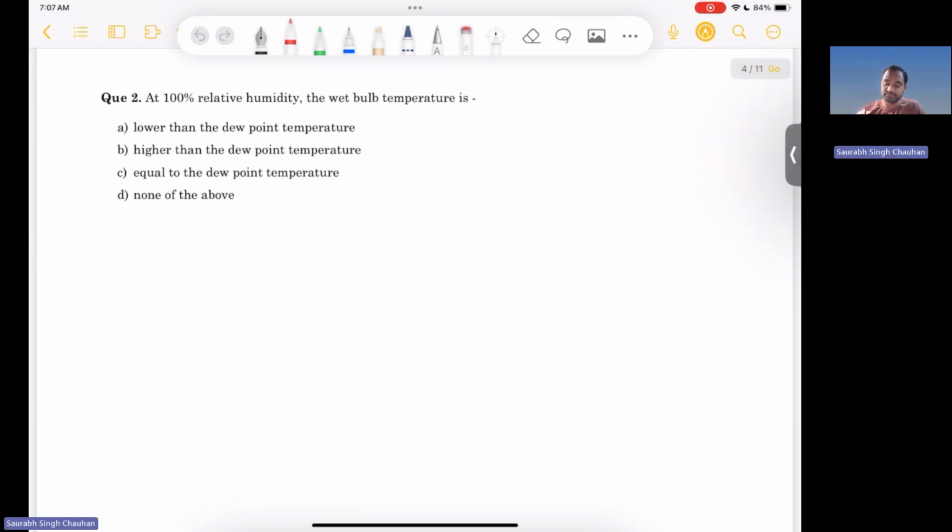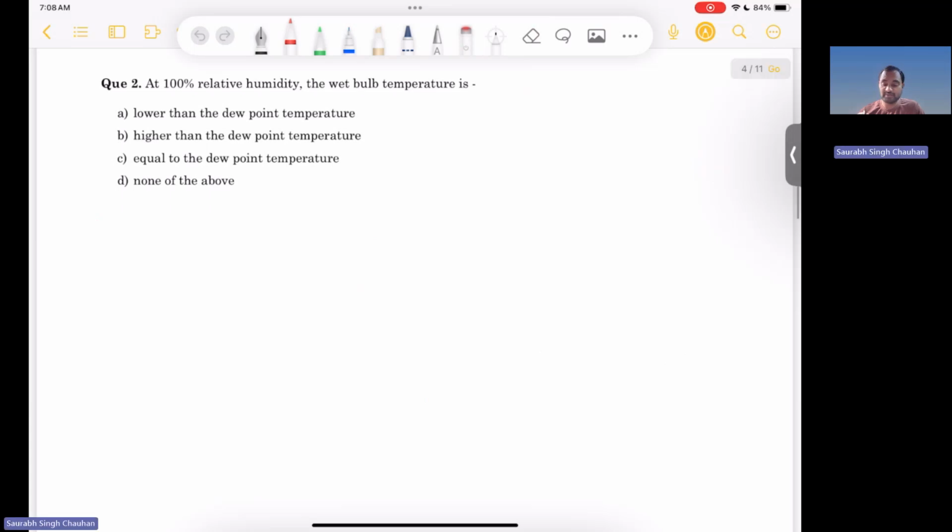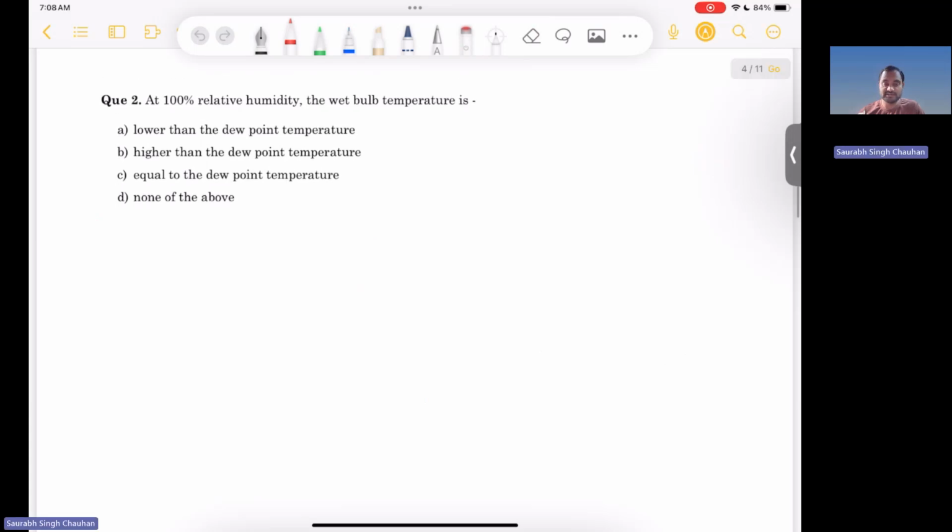Question number 2. It says that at 100% relative humidity, the wet bulb temperature is: option A, lower than the dew point temperature; B, higher than the dew point temperature; C, equal to the dew point temperature; or D, none of the above. So this is from psychrometry, and I hope that you can easily answer this question.